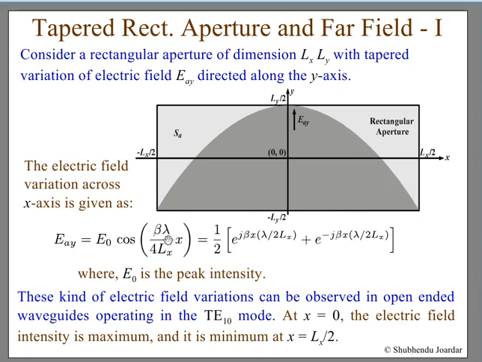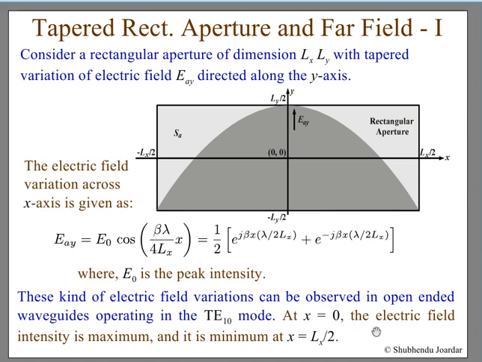So this is the cos of x along the direction of x, and these are the proportionality constants you have derived from the aperture. And this is equal to half of this, where E naught is the peak intensity. These kinds of electric field variations can be observed in open-ended waveguides in TE10 mode.